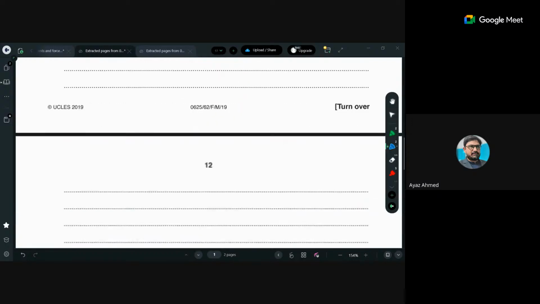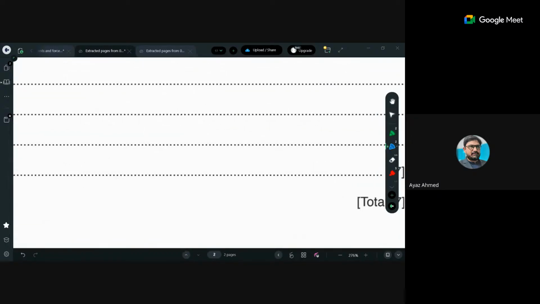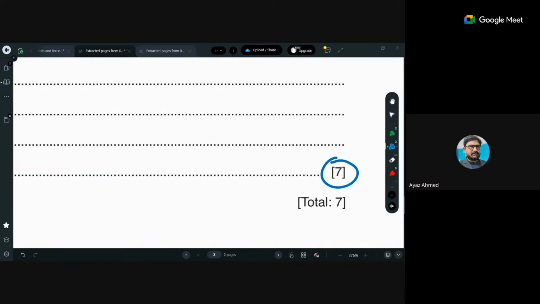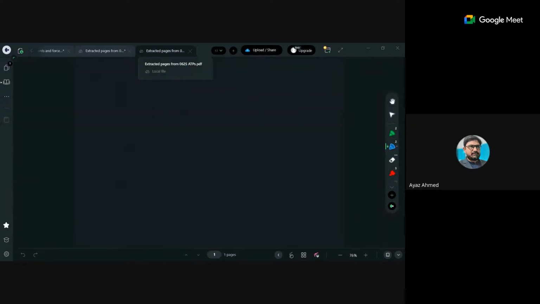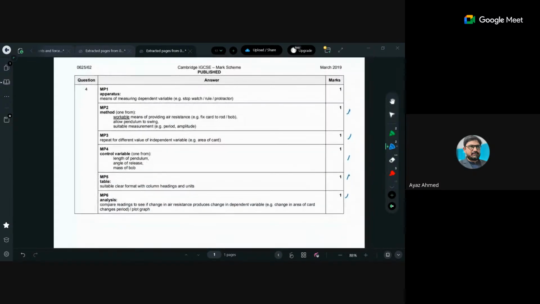Now this question consists of 7 marks. Do you see how many marks you have? There are 7 marks. Is this all clear? Now move on. What does the examiner want from you, and what is the distribution of these 7 marks? 1, 2, 3, 4, 5, 6, and 7 marks.